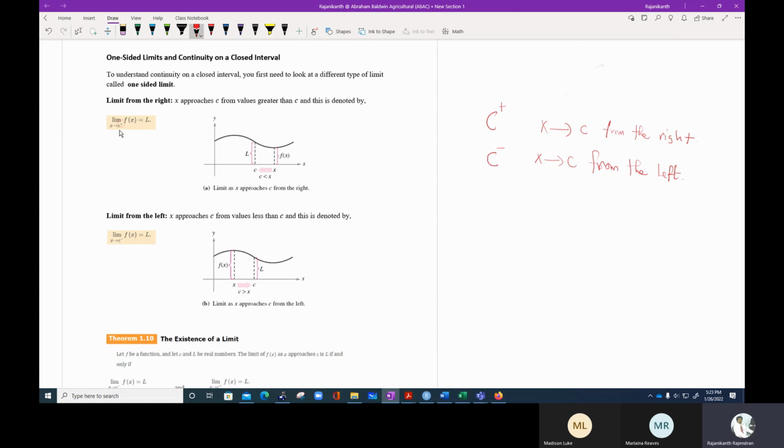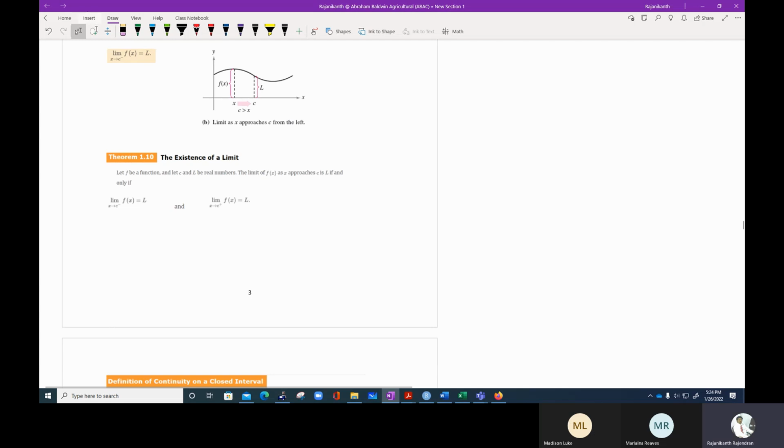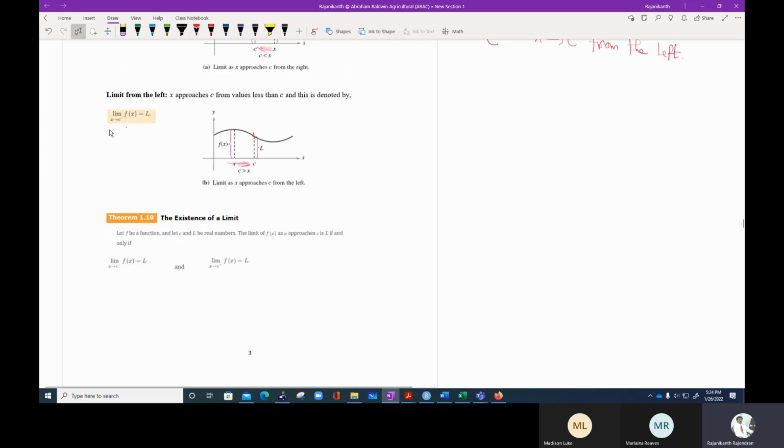So you see for the limit as x goes to c plus of the function, that means from the right side x approaches c, and the function value is L. Therefore, that is given by limit x goes to c plus, the function is approaching L. The limit from the left means x approaches c from the left. Again, the function value is L at that point c. Therefore, it is written as limit x goes to c minus of f(x) is L.